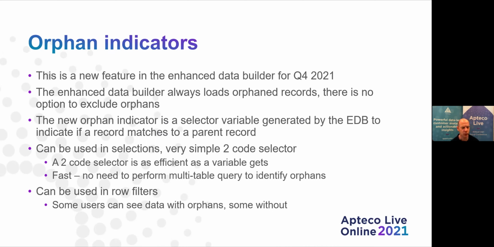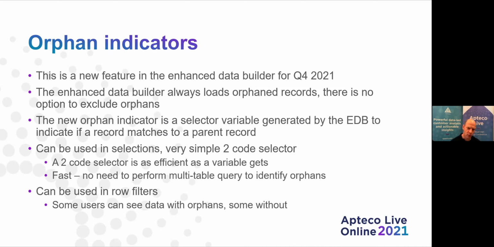So this can be used in selections. At the moment, trying to actually count orphan records is quite difficult in FastStats. You have to perform a multi-table query to be able to do this. By adding this simple selector, we can make those queries which determine orphans or not just a simple single table query, which improves performance significantly. It's a very simple, very efficient variable. A two-code selector is as efficient as a FastStats variable can get. And the big benefit of generating these variables is that they can then be used in row filters.